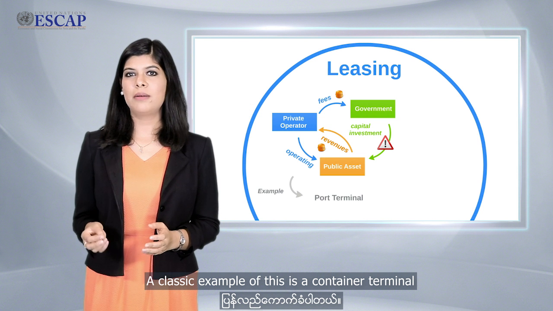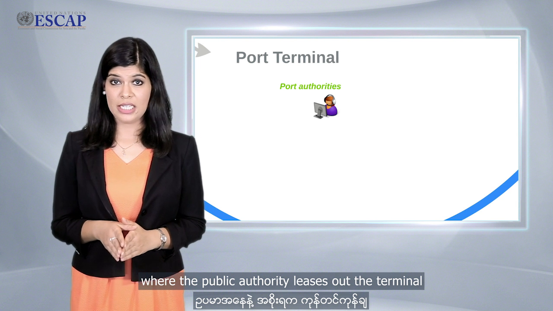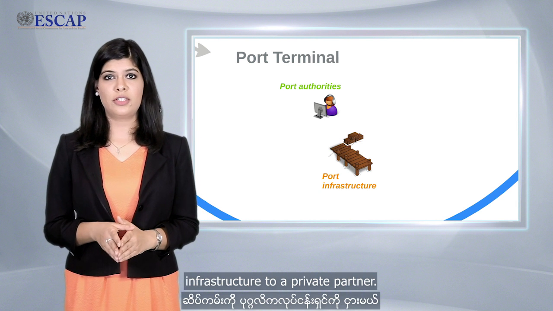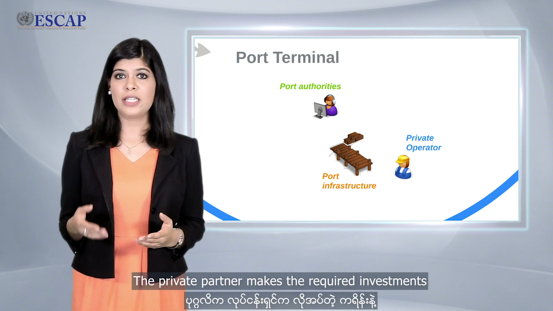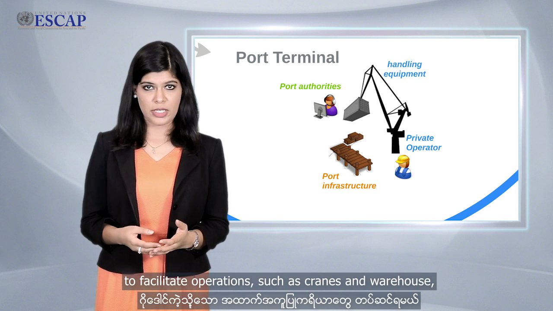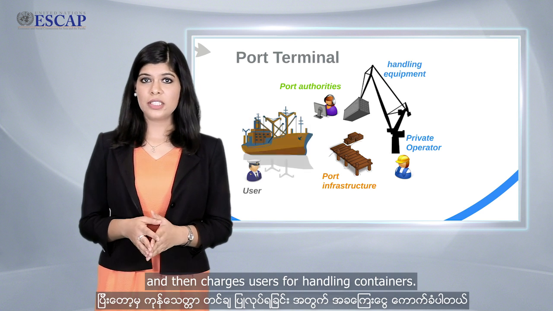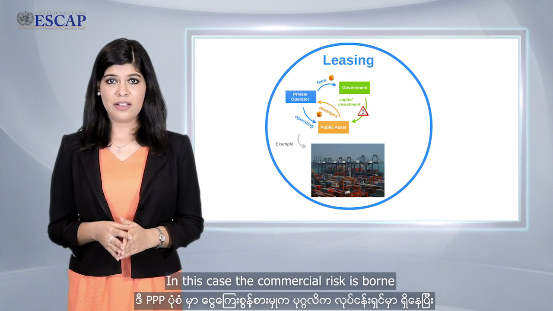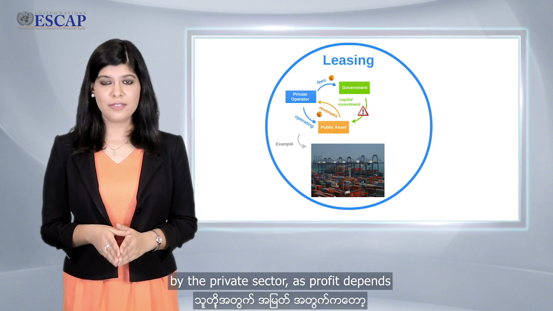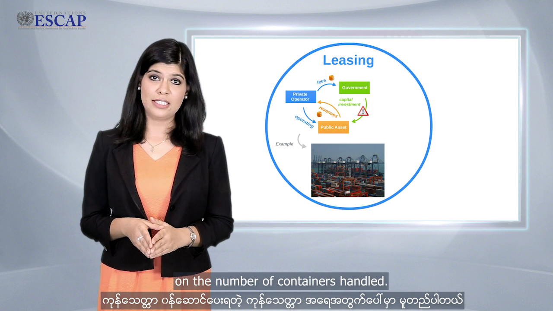A classic example of this is a container terminal where the public authority leases out the terminal infrastructure to a private partner. The private partner makes the required investments to facilitate operations, such as cranes and warehouse, and then charges users for handling containers. In this case, the commercial risk is borne by the private sector, as profit depends on the number of containers handled.